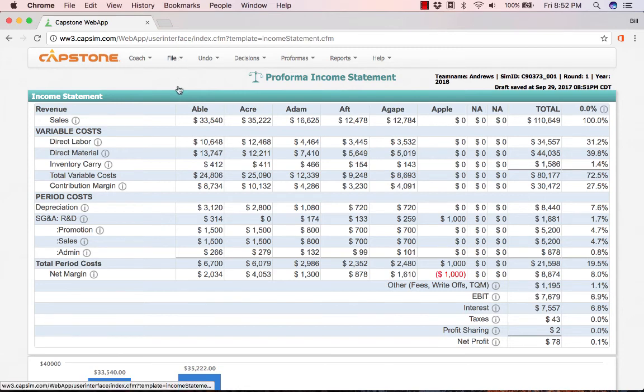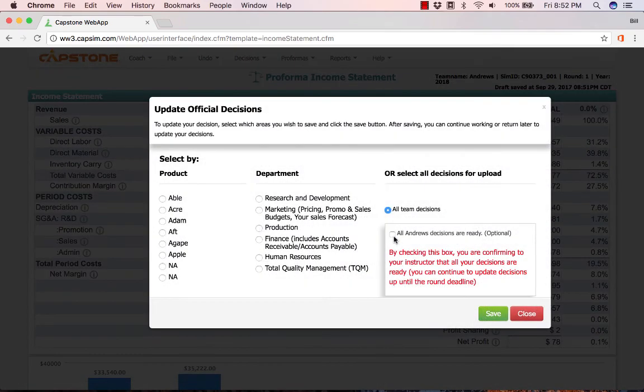So now I'm going to go to my files here. Okay. And we are going to update our official decisions. And I'll check my little box there. And I'm going to hit save.